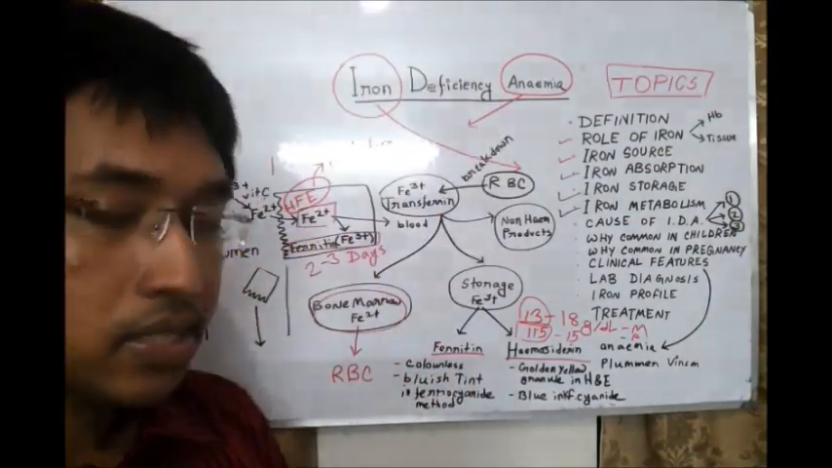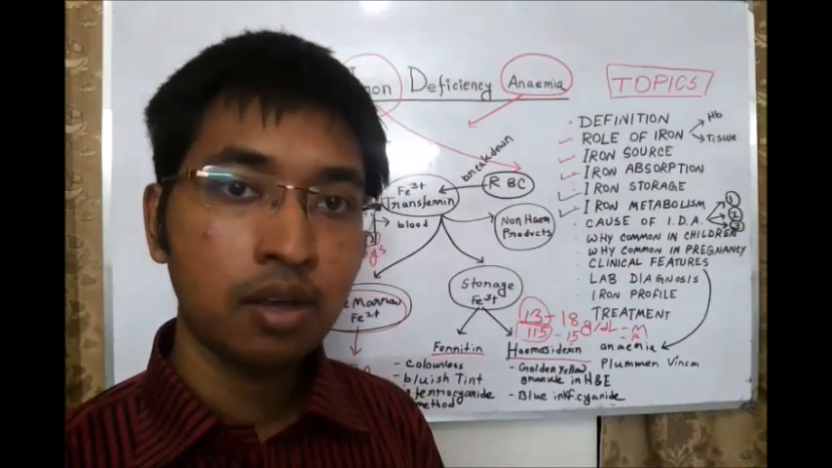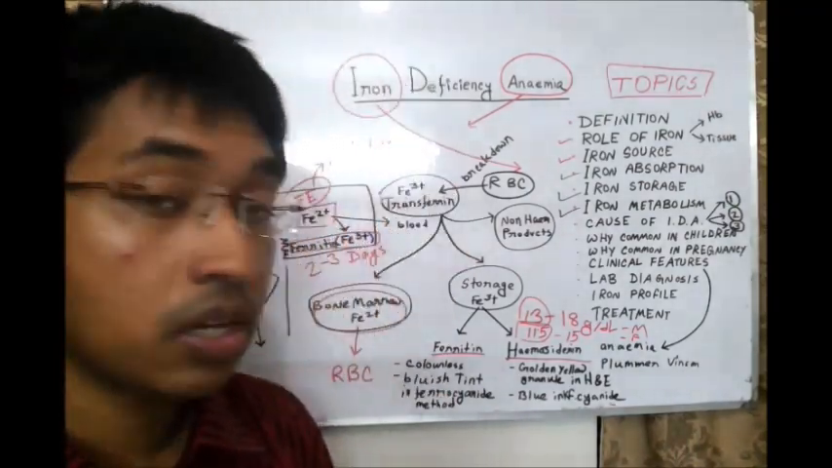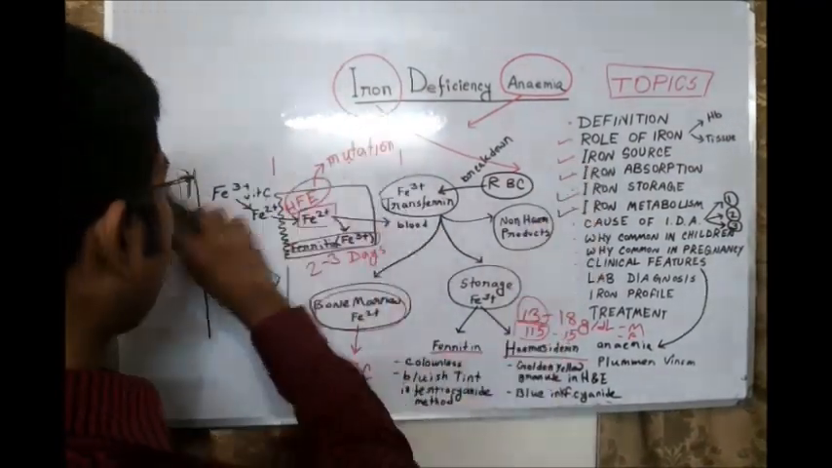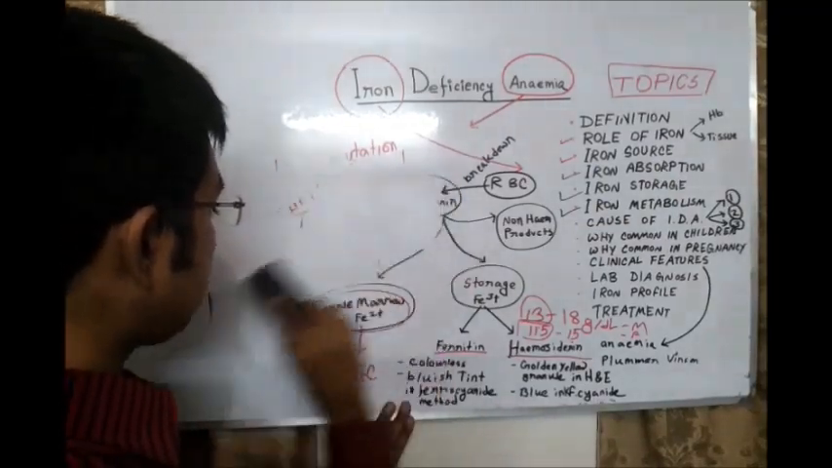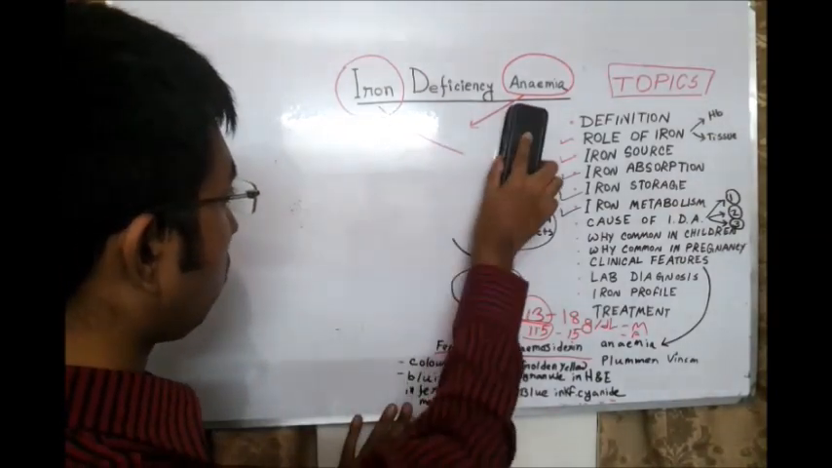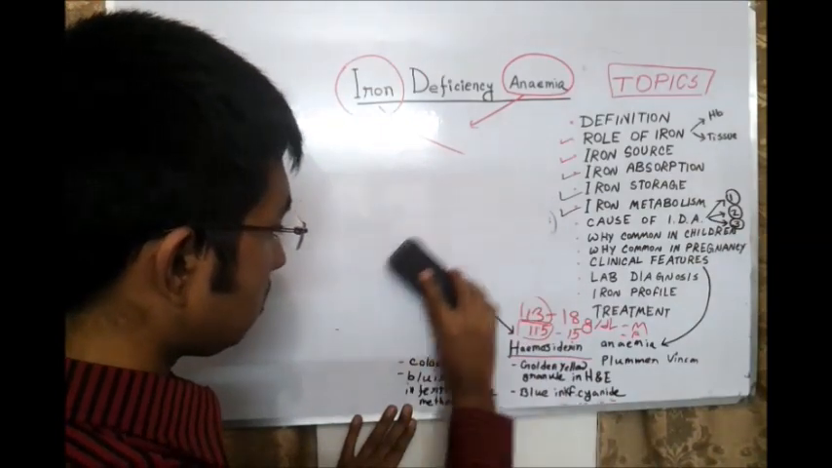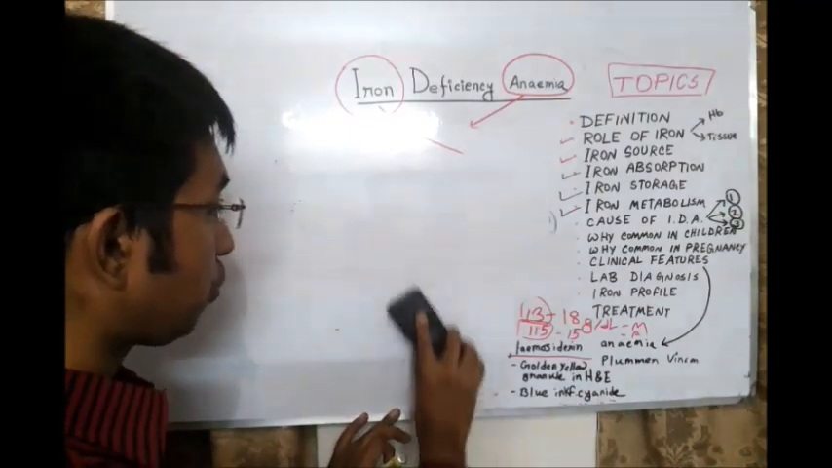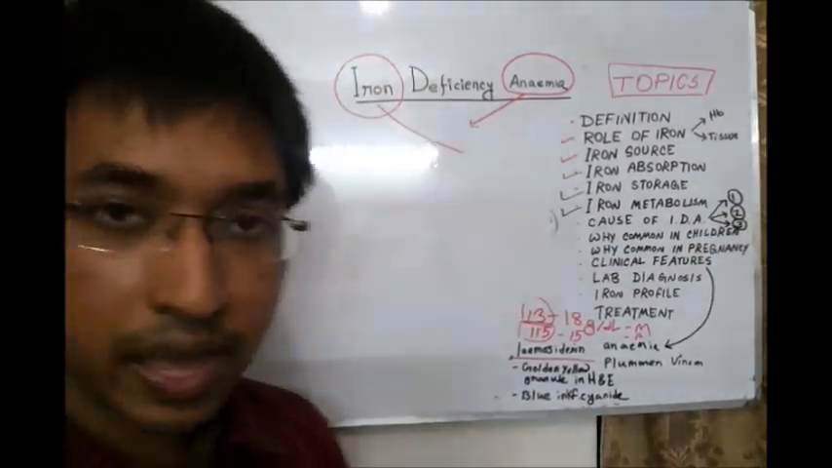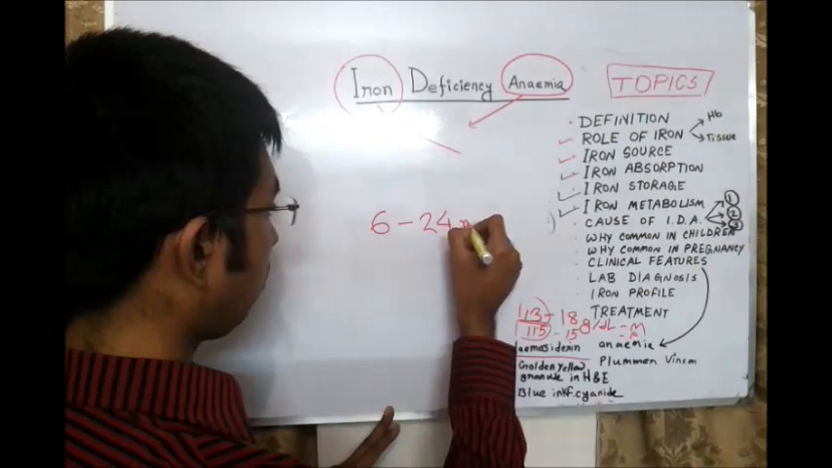Okay, so basically in your textbook you will see iron deficiency anemia has three mechanisms. The first mechanism is increased physiological demand. So what do you mean by that? Increased physiological demand mainly occurs in two cases physiologically. One is during childhood. Remember, children grow faster than adults, right? Especially from 6 to 24 months.